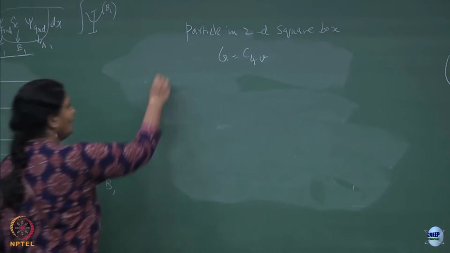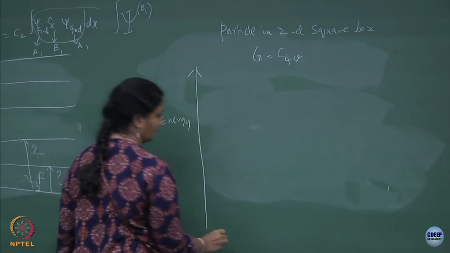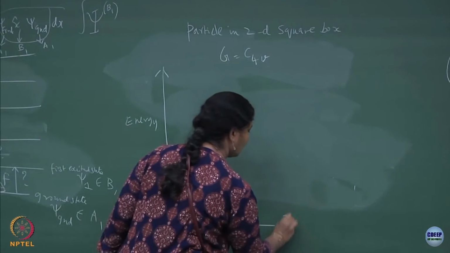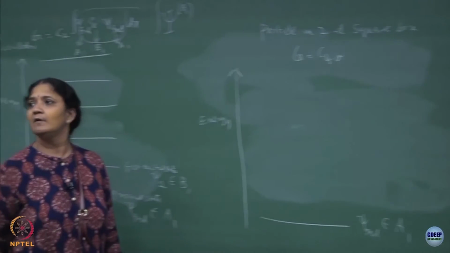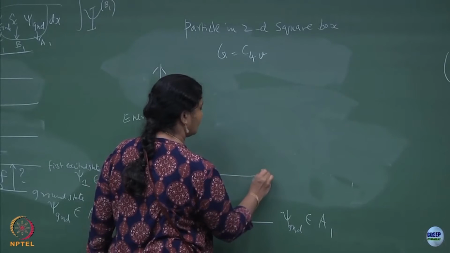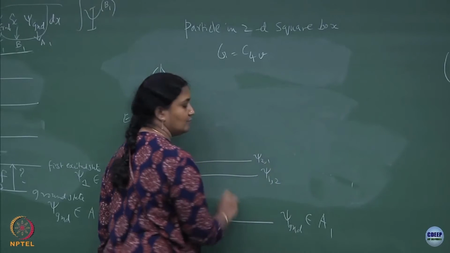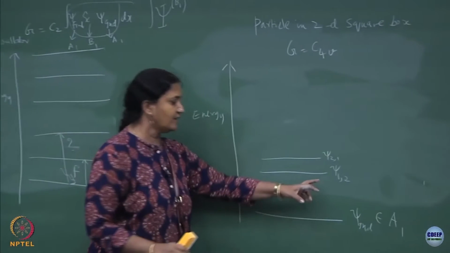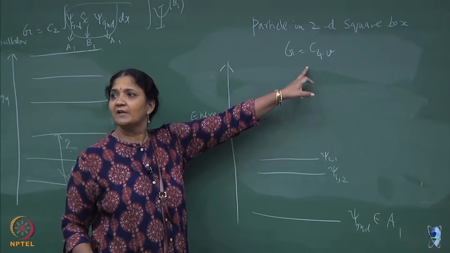Okay. Again you can plot it as an energy diagram. The ground state will be the lowest energy, which should belong to A1. Then you can start looking at psi 1 comma 2, psi 2 comma 1, because you can start giving degeneracy, because C4V allows for 2-dimensional irreps.